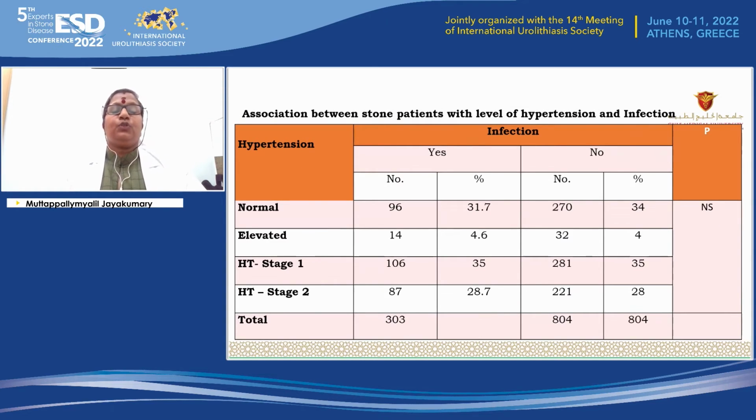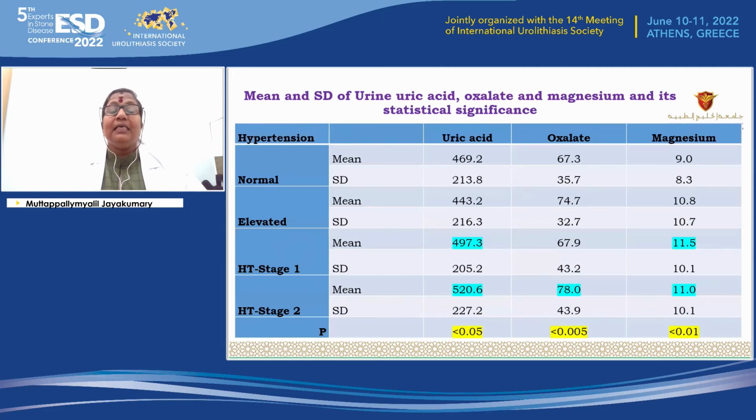And this table shows the association between the stone patients with different levels of hypertension and presence of infection. This was also more or less similar in stage 1 and stage 2, and that was also not statistically significant.